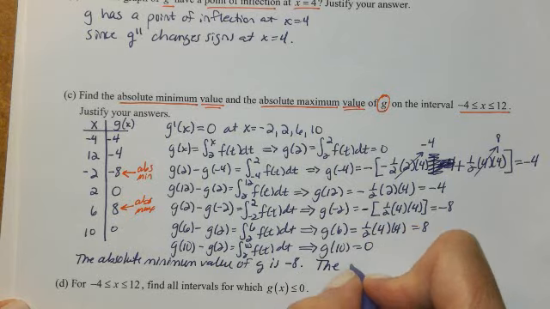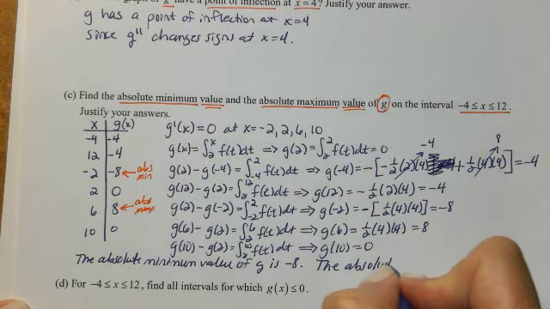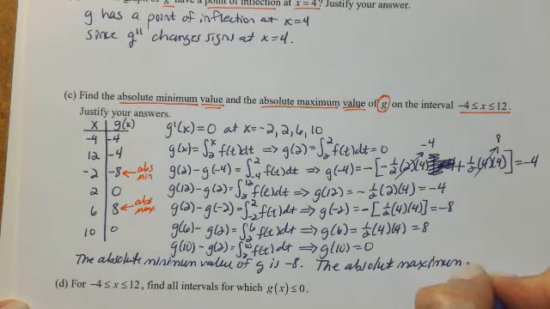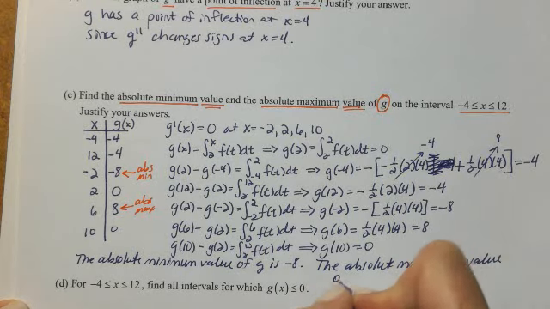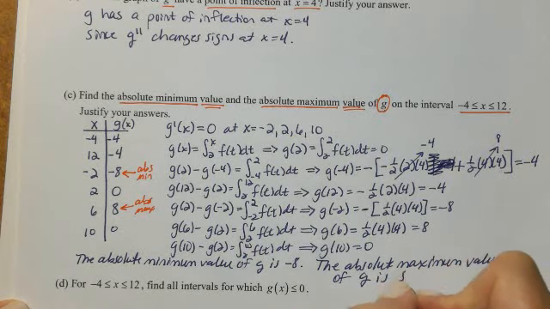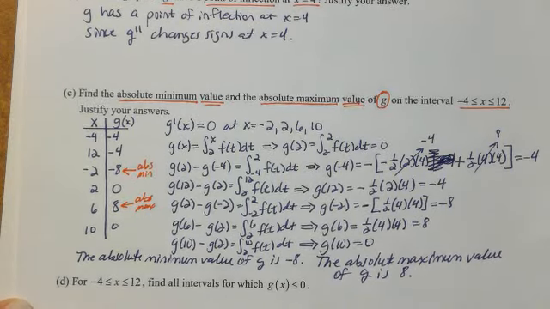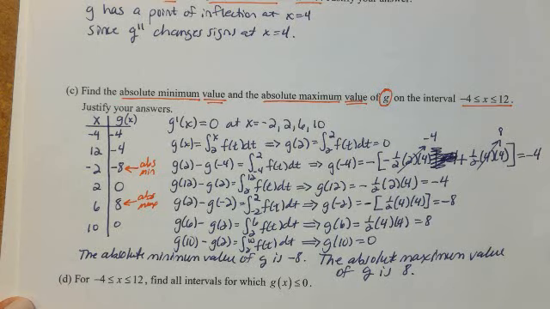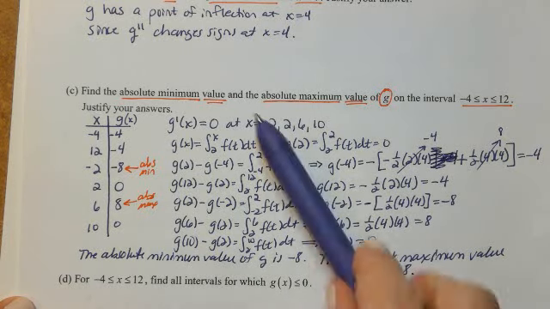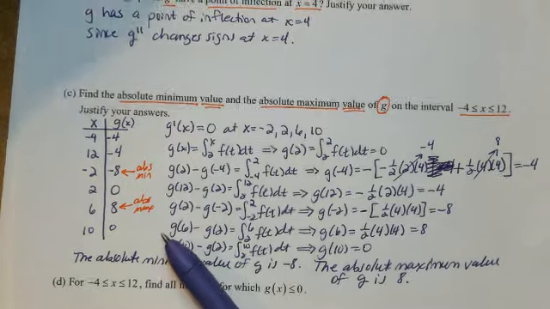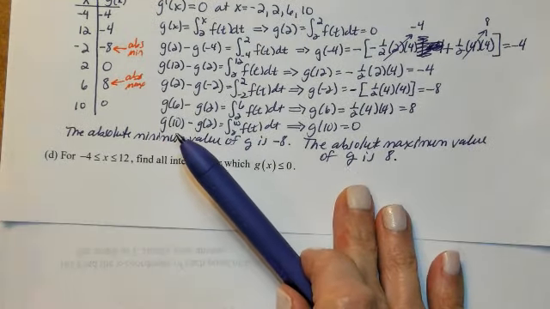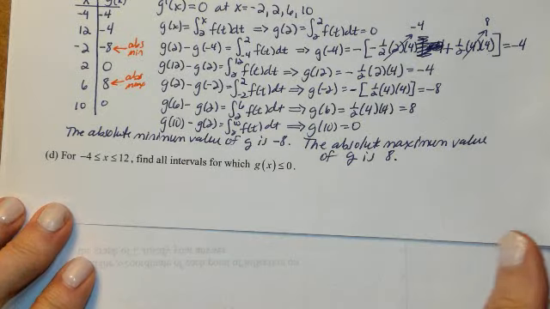And the absolute maximum value of G is positive 8. And our justification was the process that it took to get here. So we are good. I had to cram in a lot in there. Just know that you're going to have plenty of space on the actual AP exam. They always allow plenty of space, so don't worry about having to cram it in like I had to.